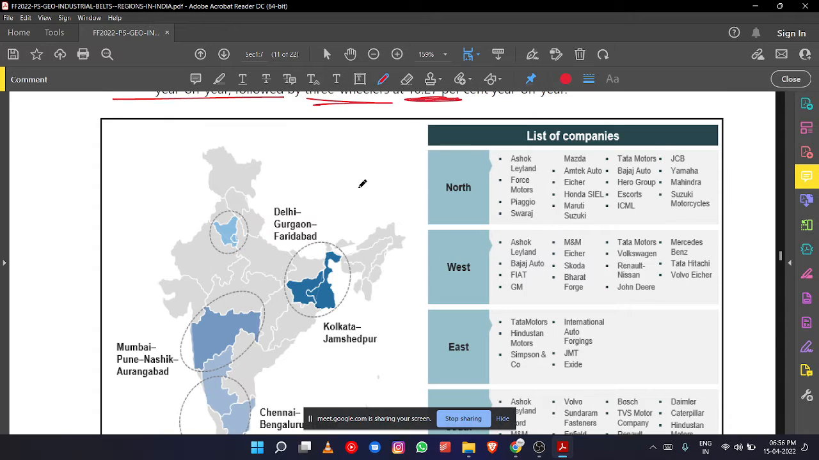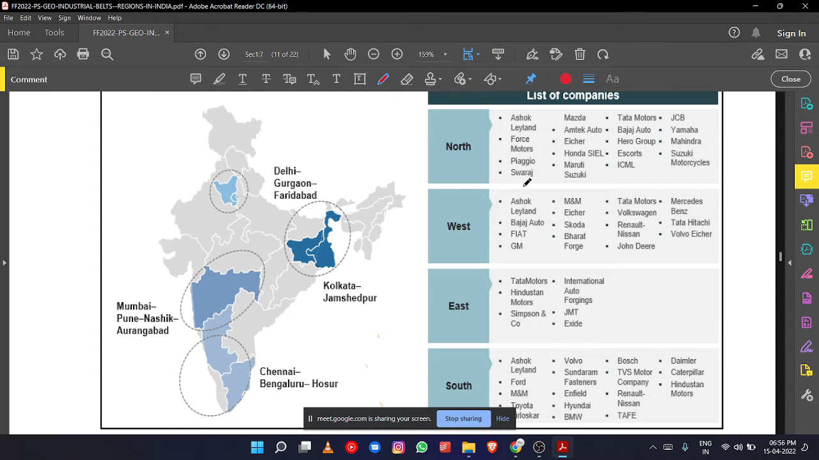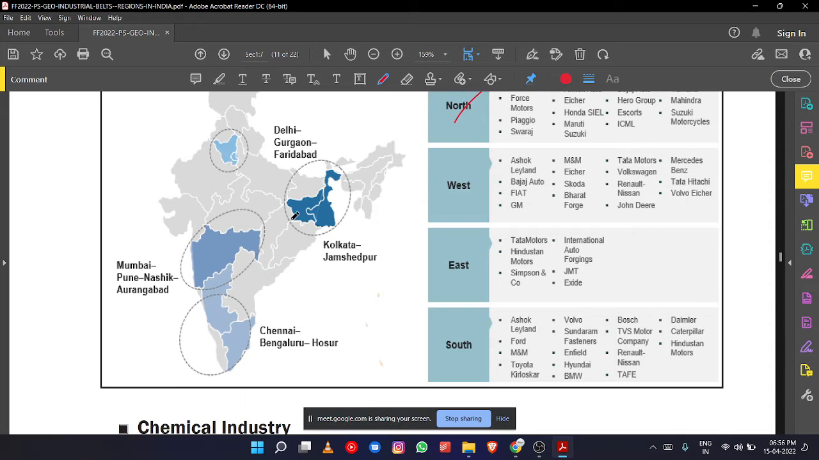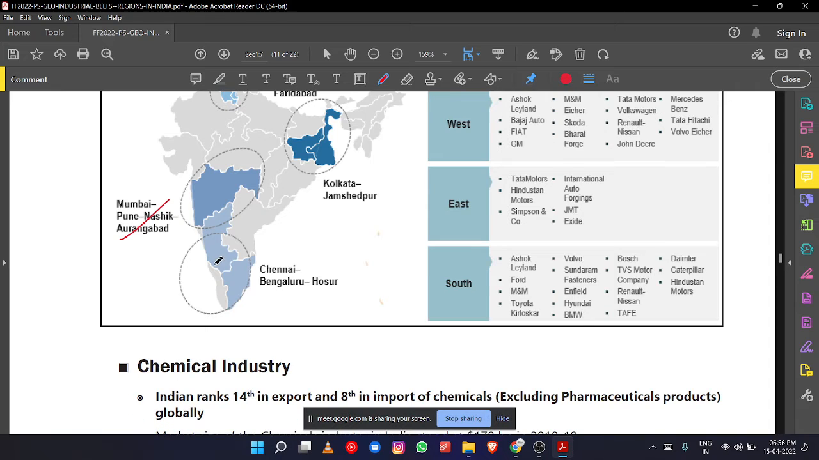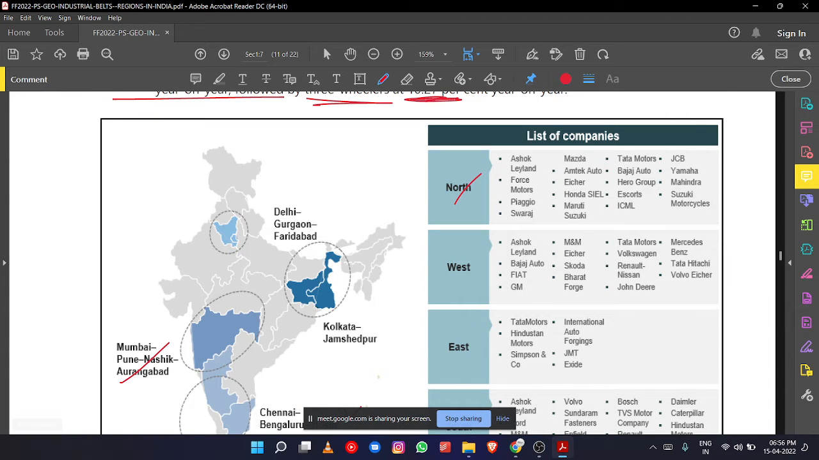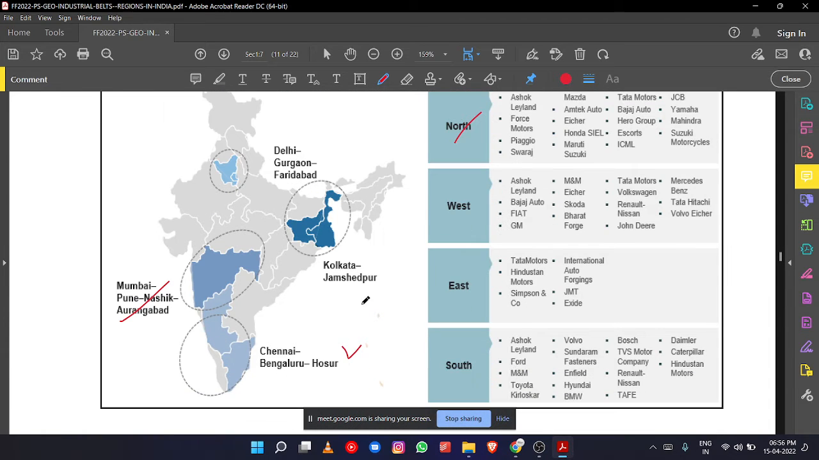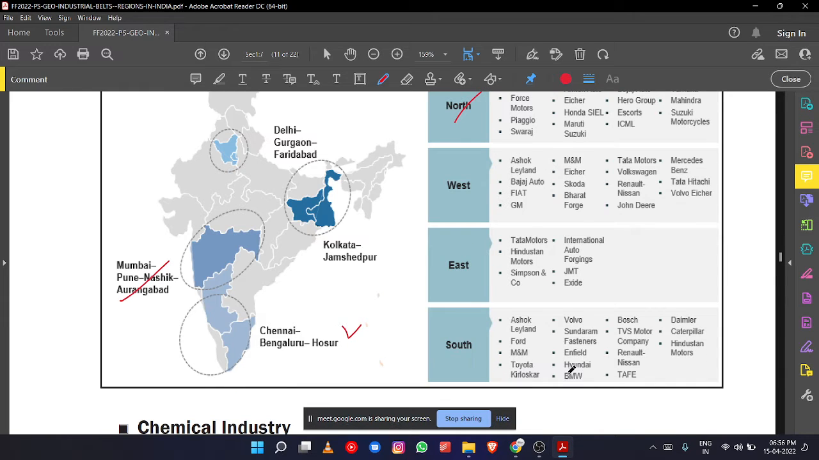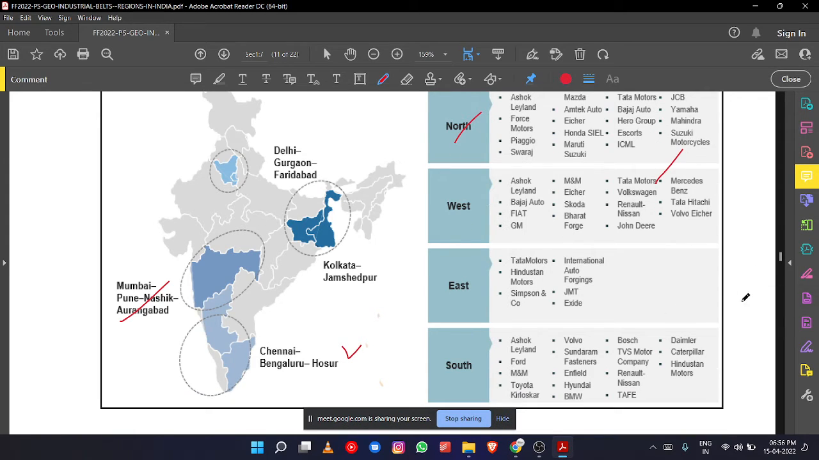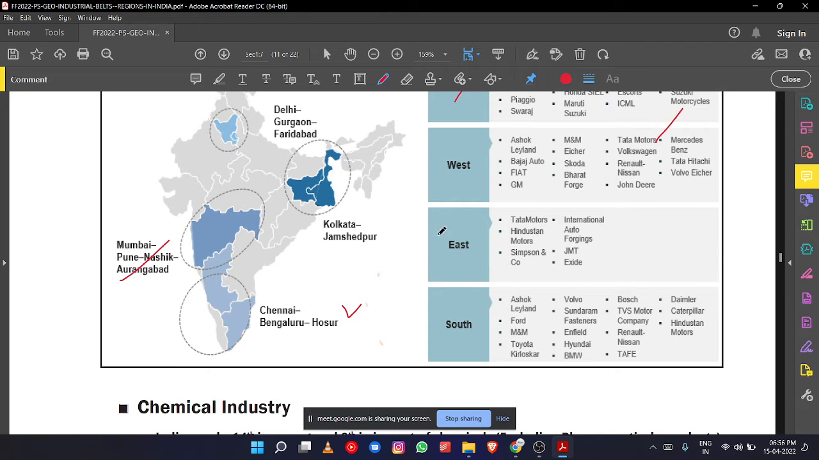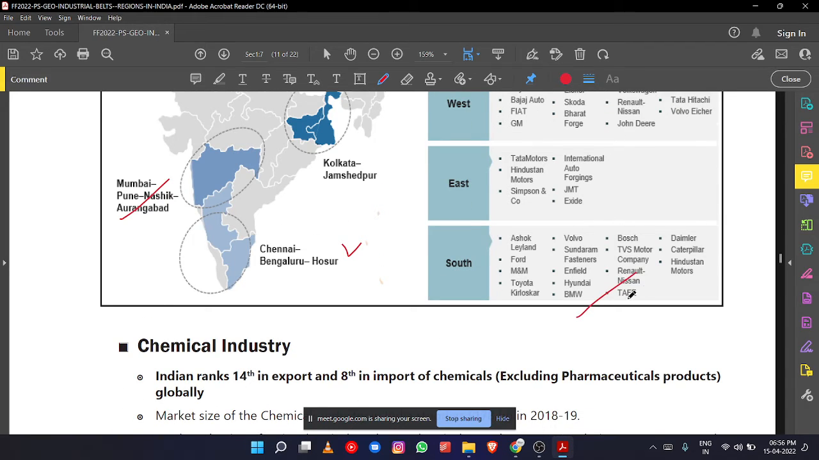A lot of companies are present, but just try to remember the locations. In the north, the Delhi, Gurgaon, Faridabad area, they are present. In Kolkata, Jamshedpur area, Mumbai, Pune, Nasik and Aurangabad area, and Chennai, Bangalore area. These are the major areas in which automobile manufacturing and automobile markets are present. These are the major companies, Ashok Leyland, Tata Motors. A lot of Indian and foreign companies are also present in the Indian automobile sector.